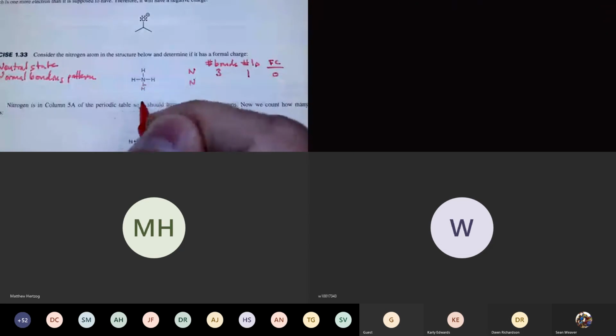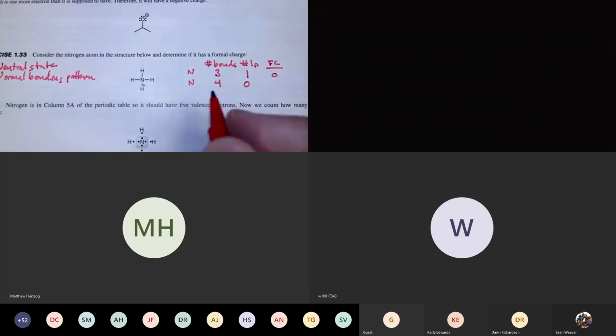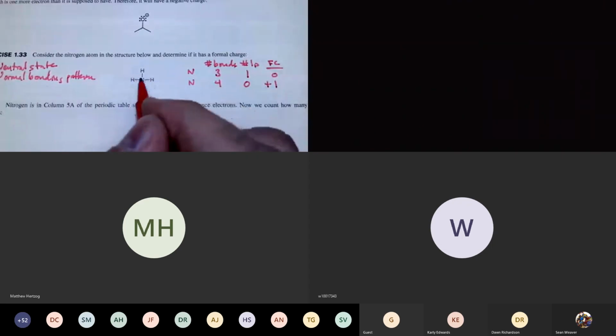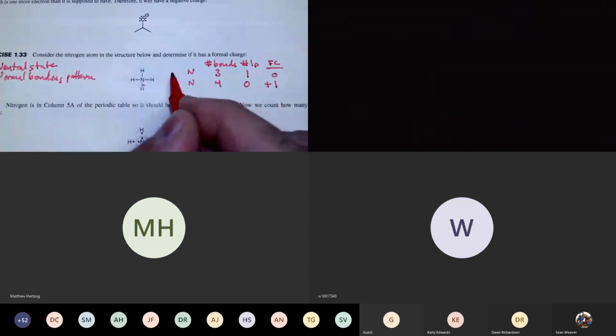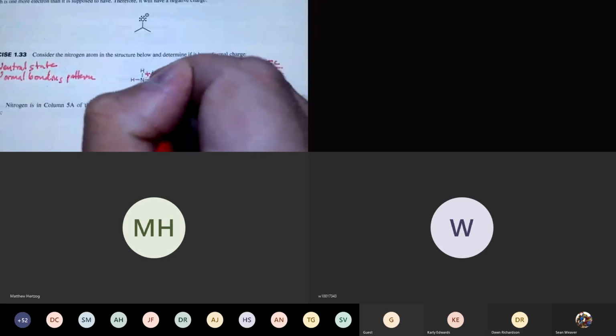So this nitrogen has 4 bonds. It has no lone pairs. So as some people have already stated in the chat, it's going to have a charge of +1. So how do we get to that +1? So again, this is not a neutral nitrogen because it does not obey this bonding pattern of 3 bonds, 1 lone pair. So the charge is +1.